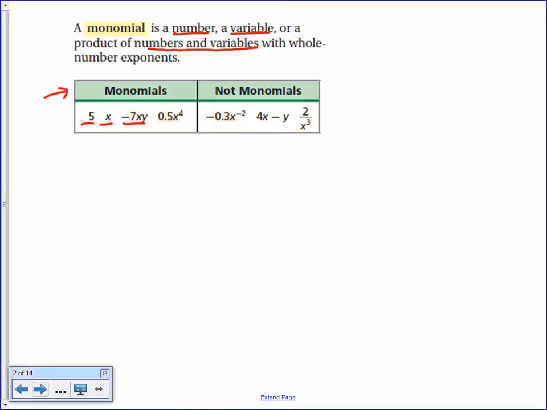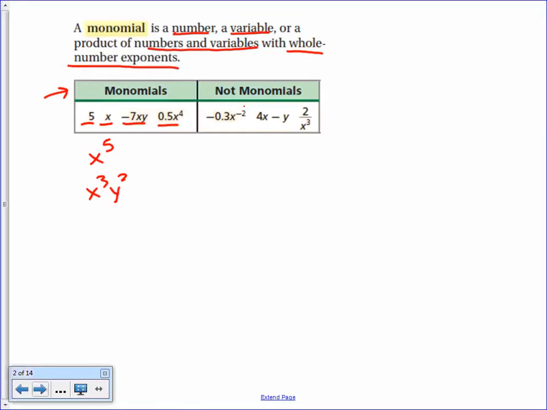So we have negative 7xy. That's a number, a variable, another variable, and it's a product because they're all being multiplied together. Then 0.5 x to the fourth. 0.5 is a number, and we have x to the fourth. It's okay to have powers, but you have to have whole number exponents. Some other examples would be x to the fifth. That could also be a monomial. How about x to the third y squared? That could also be an example. Any products with whole number exponents.